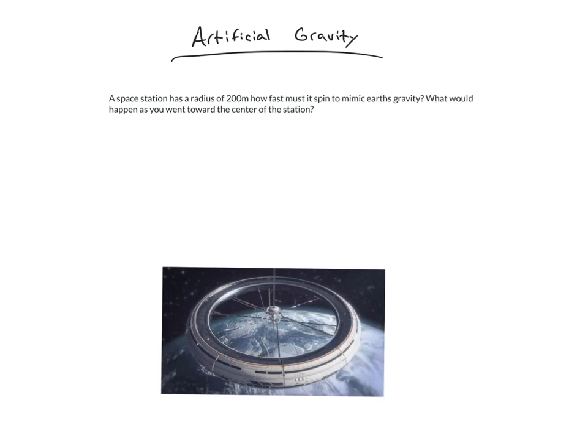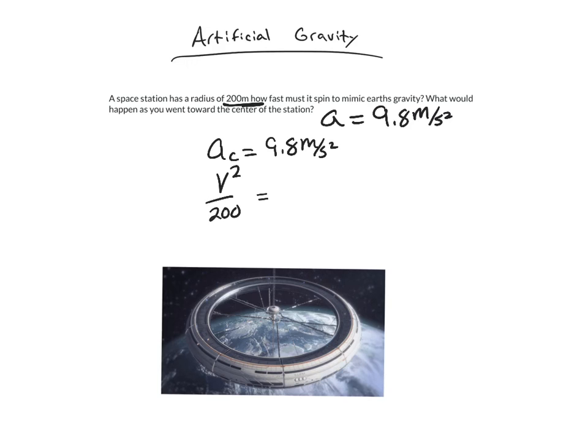All right. Let's talk briefly about artificial gravity. So here we have a space station, and on this space station, we're going to say it's got a radius of 200 meters. How fast must it spin to mimic Earth's gravity? Well, if we want to mimic Earth's gravity, we need the acceleration to equal 9.8 meters per second squared, because that's the acceleration due to gravity on Earth. And so what we would do is we would set the centripetal acceleration equal to 9.8 meters per second squared. Or we could do v squared over 200 equals 9.8, and we can solve for v.